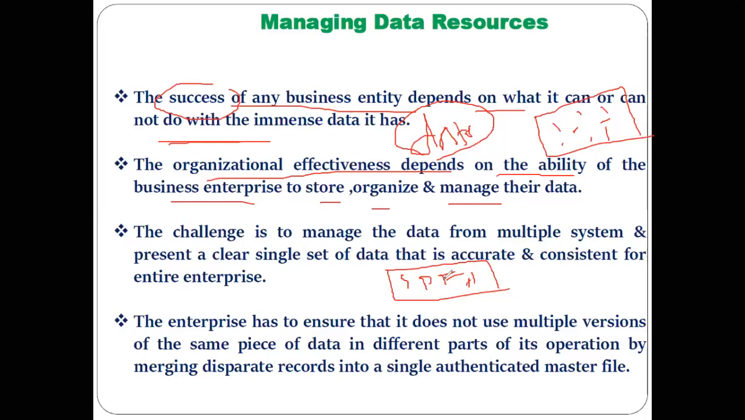Disadvantageous, right? If there is the same kind of data, not all the data, this is important, some sort of data, consider 10% of data is available as the same for all these departments, then it is nothing but data redundancy. Yes or no? Yes, sir. What do you mean by data redundancy? The duplication. Same kind of data is available in the different functional departments. That is called the data redundancy.